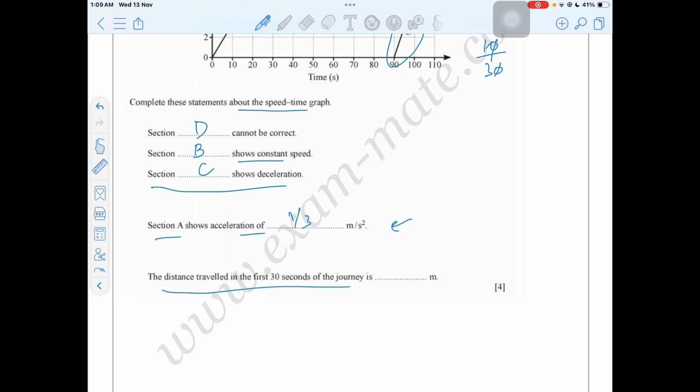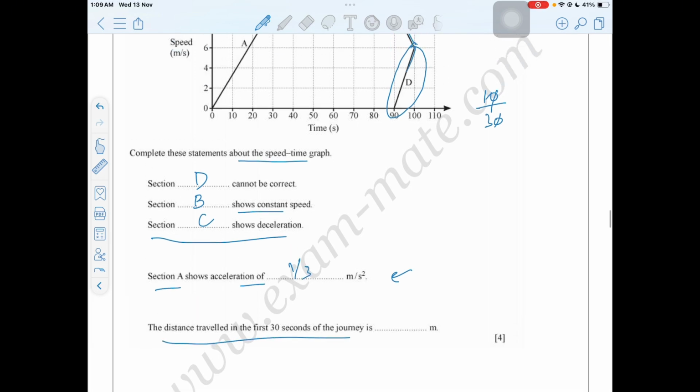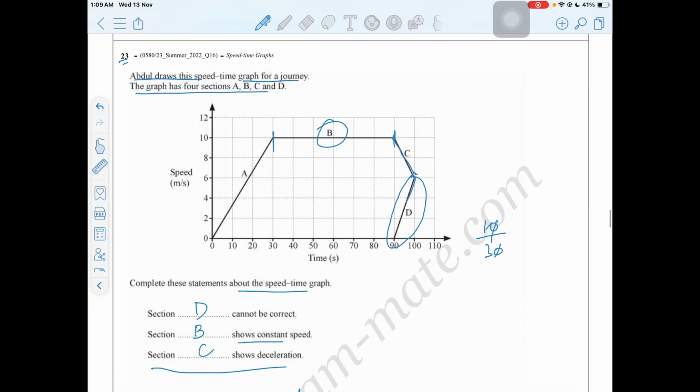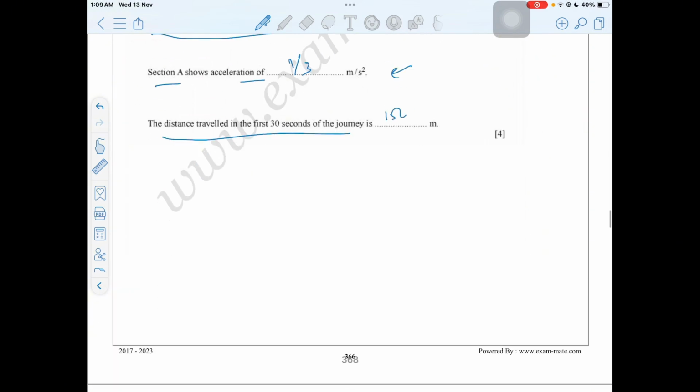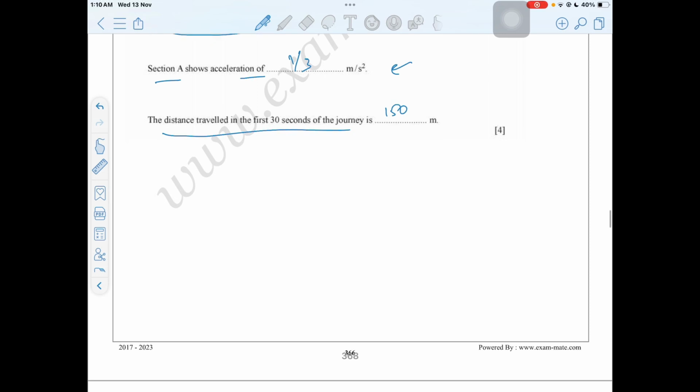The distance traveled in the first 30 seconds of the journey. So we need to calculate the area of the triangle, which is given as 1 over 2 multiplied by 30 multiplied by 10. So this would be 150. Moving on.